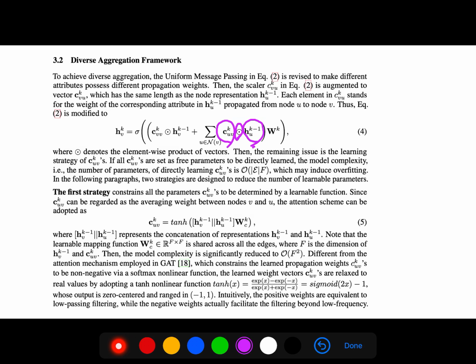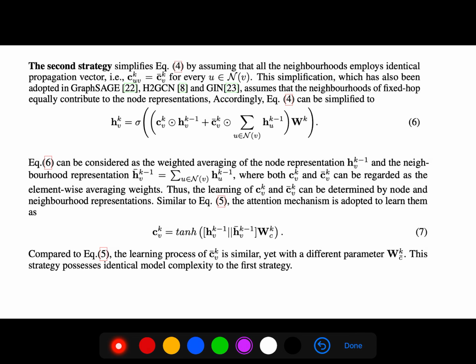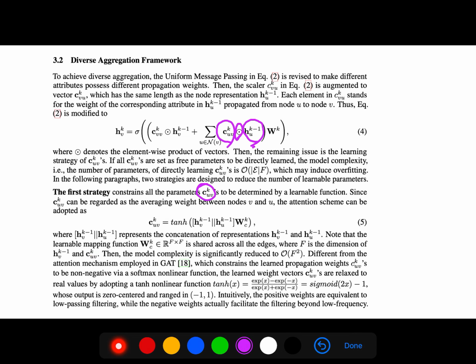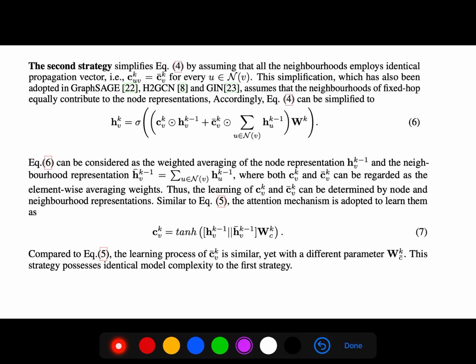There are two strategies to reduce the number of learnable parameters. The first strategy constrains all the parameters to be defined by a learnable function. The second strategy simplifies this equation, this 4, by assuming that all the neighborhoods employ identical propagation vector.